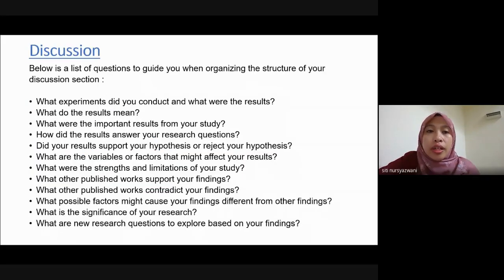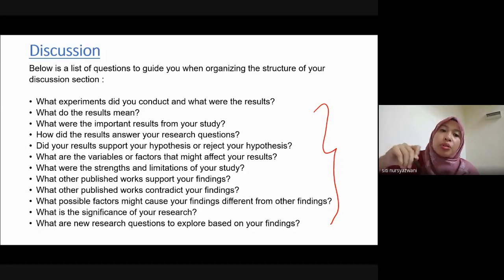Okay, so now discussion. This is actually a list of questions to guide you when you organize or construct your discussion. So first, what experiment did you conduct and what were the results? So you jot down there, you brainstorm there. So what do the results mean? How are you going to explain? How are you going to relate it with previous studies? So what is the importance of the results from your study? Okay, what is its importance?